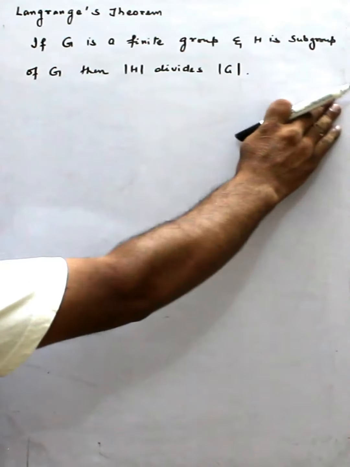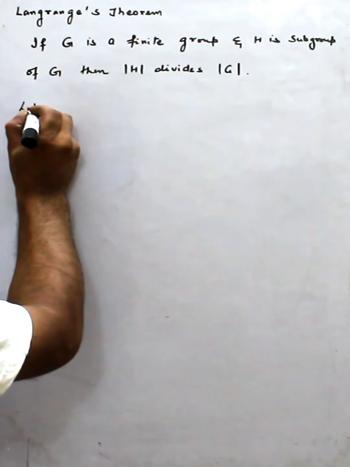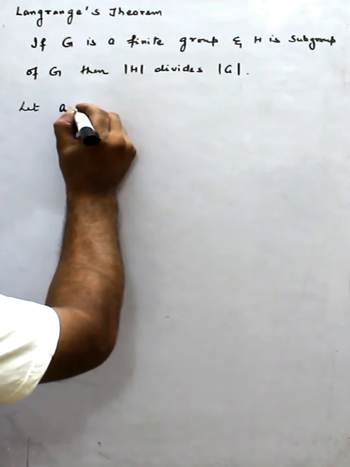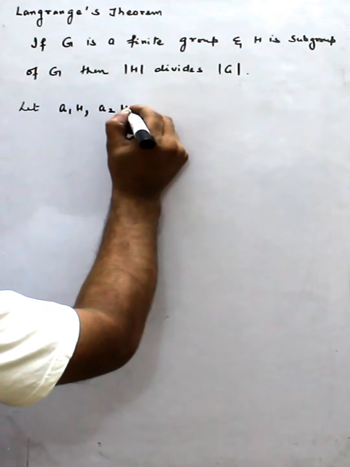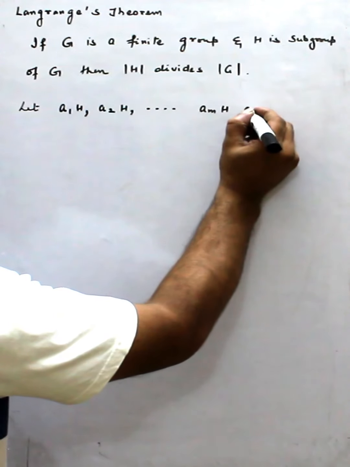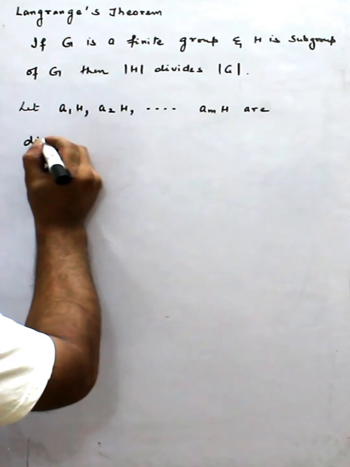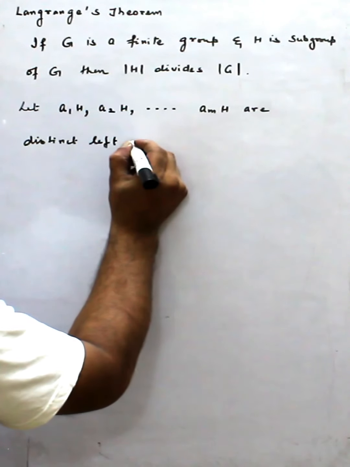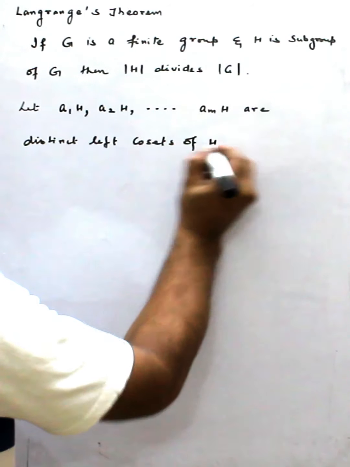So first thing, let us use the coset. Let H be a subgroup, and let A1H, A2H, ..., AMH be distinct left cosets of H.